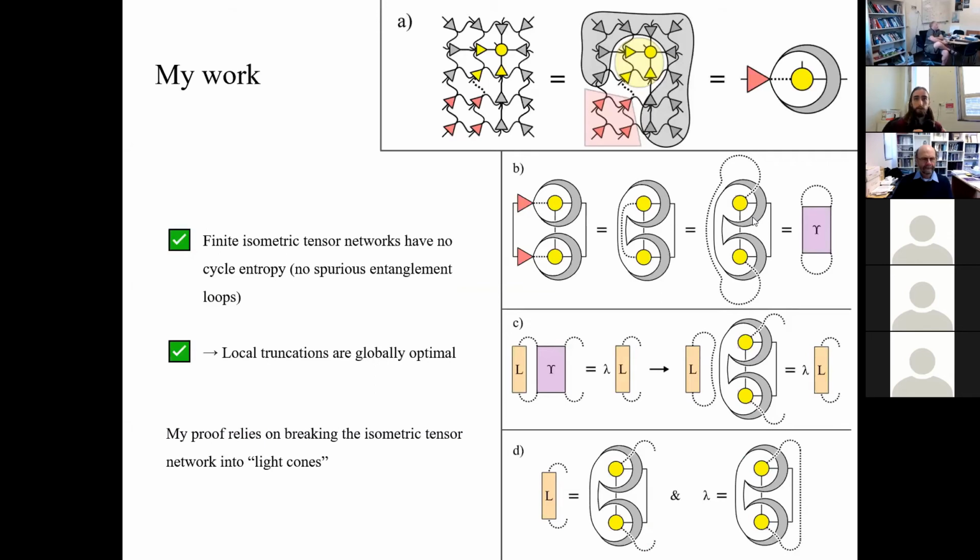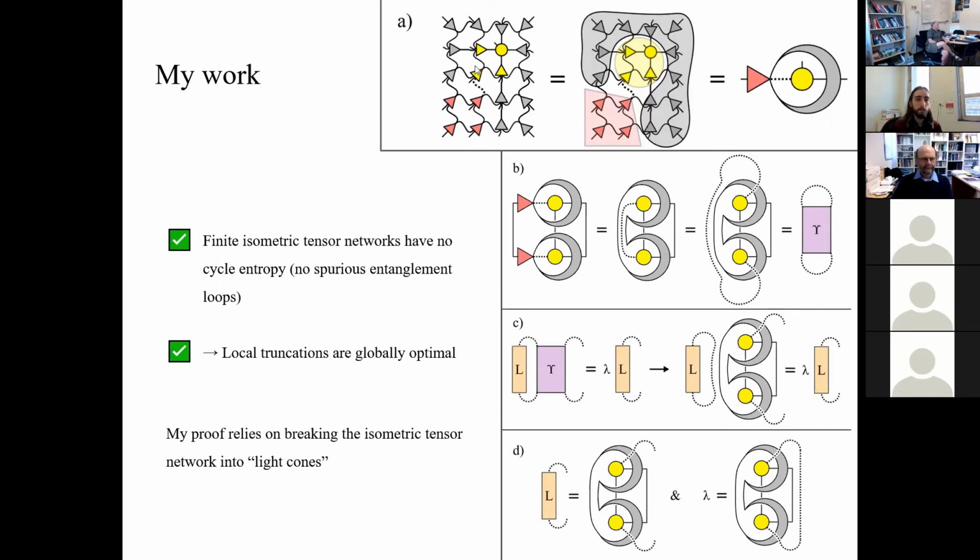So in my work so far, I've shown that finite isometric tensor networks have no cycle entropy, so they have no spurious entanglement loops. As a consequence, local truncations in isometric tensor networks are globally optimal. My proof relies on breaking up an isometric tensor network into regions like a light cone. For isometric tensor networks, it's well known that this is more than just an analogy. Time can literally be interpreted like a quantum channel as flowing in the opposite direction to these arrows out from the orthogonality center.